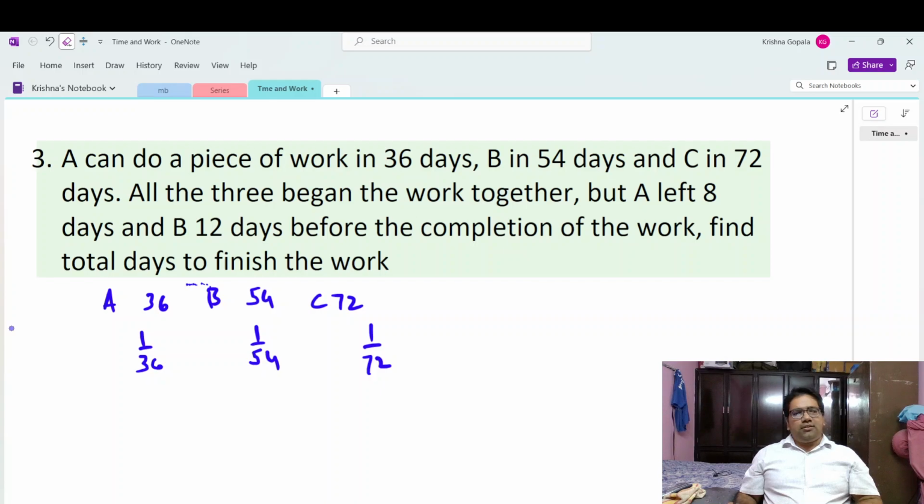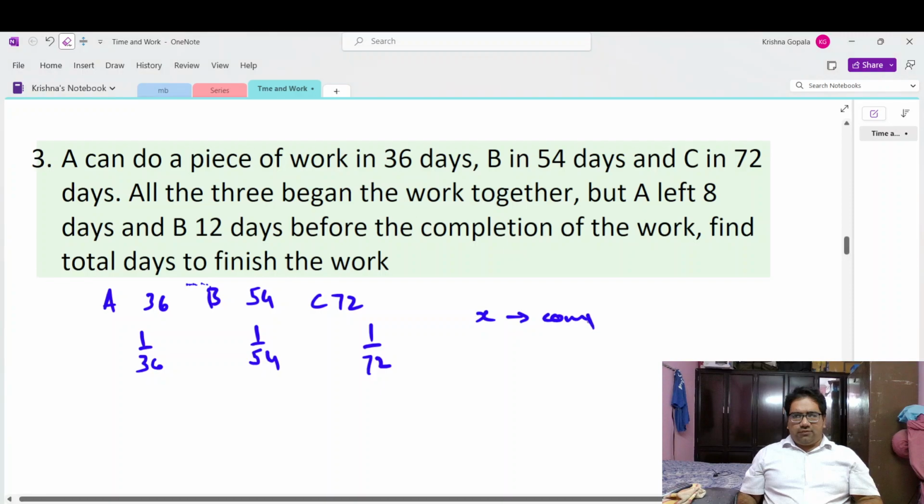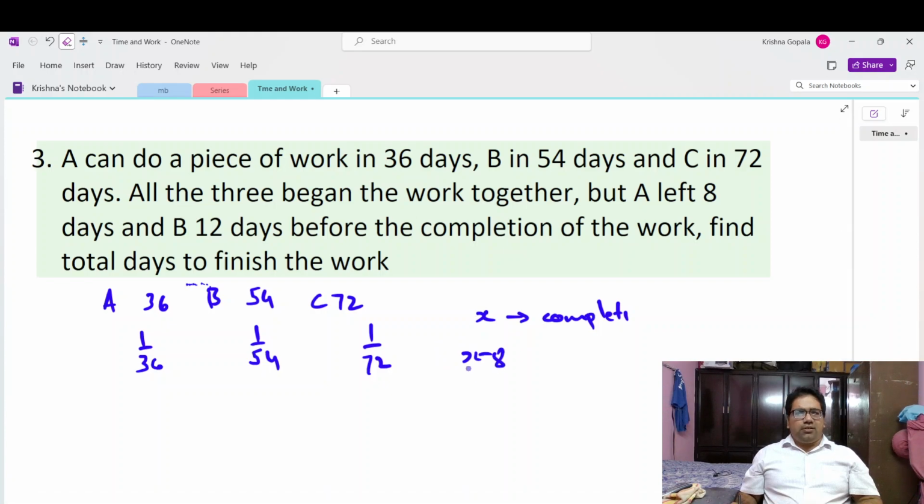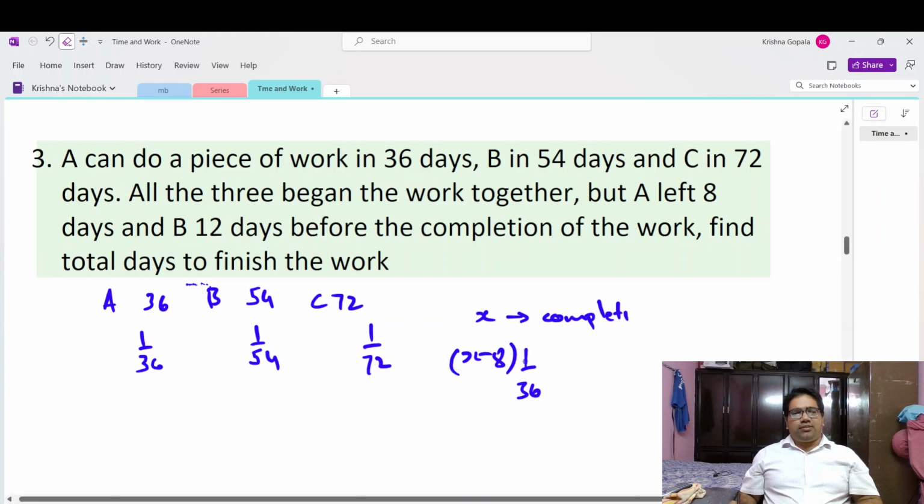Now what is it saying? All three began the work together, but A left 8 days and B 12 days before the completion of work. Let's assume X days for completion. X days is taken for completion. That means A worked X minus 8 days, right? And what is the work he has done? Each day it is 1 by 36. X minus 8 into 1 by 36 is the total work he has done.